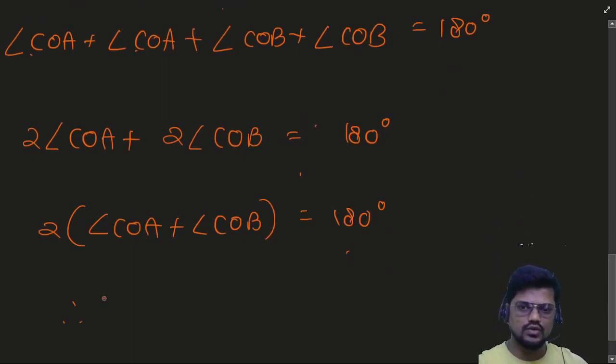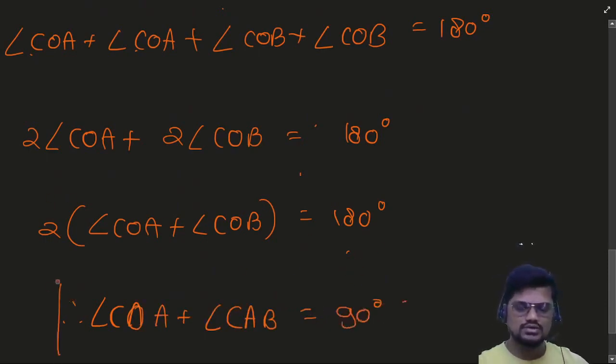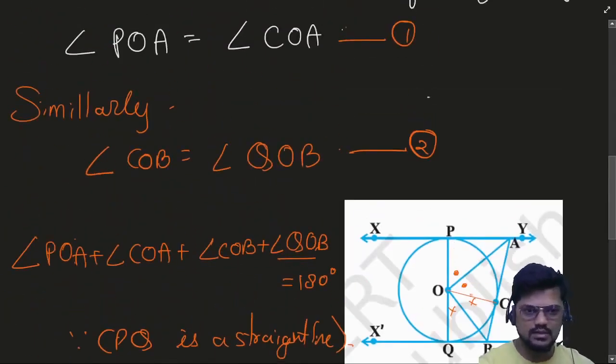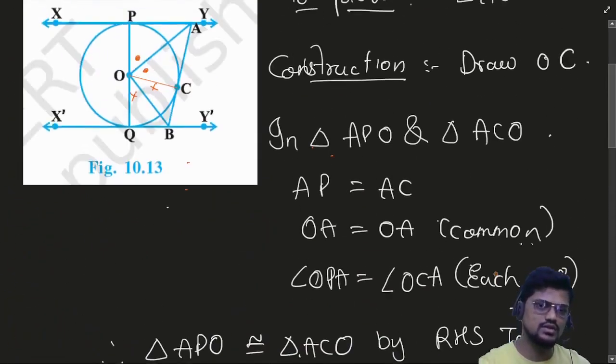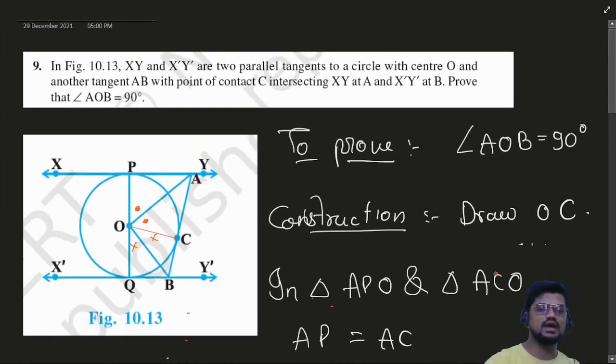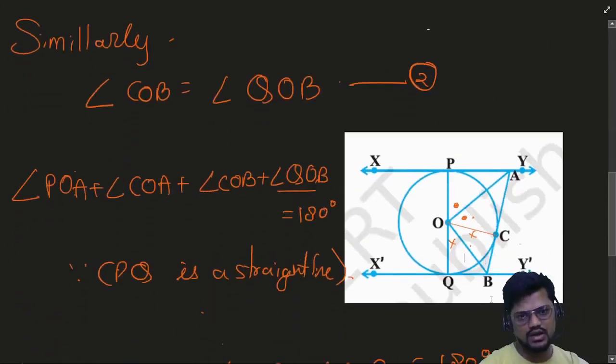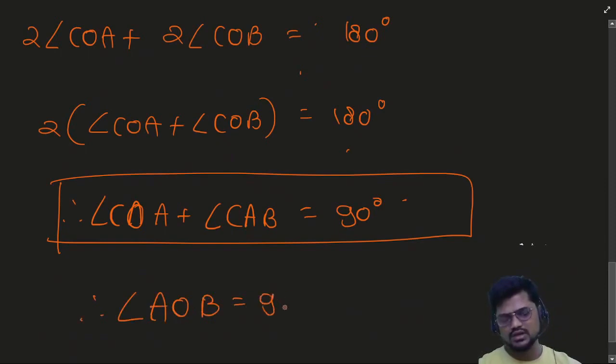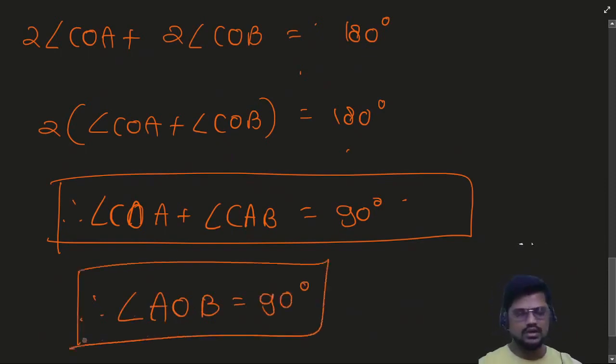Therefore, angle COA plus angle COB equals 180 divided by 2, that gives you 90 degrees. Understood? How we can prove that angle COA, that means this angle, plus this angle will be equal to 90 degrees. That's what they asked you to prove, that is angle AOB equals 90 degrees. Since the sum of these two angles equals 90 degrees, therefore angle AOB equals 90 degrees. Yes or no? Did everyone understand this?